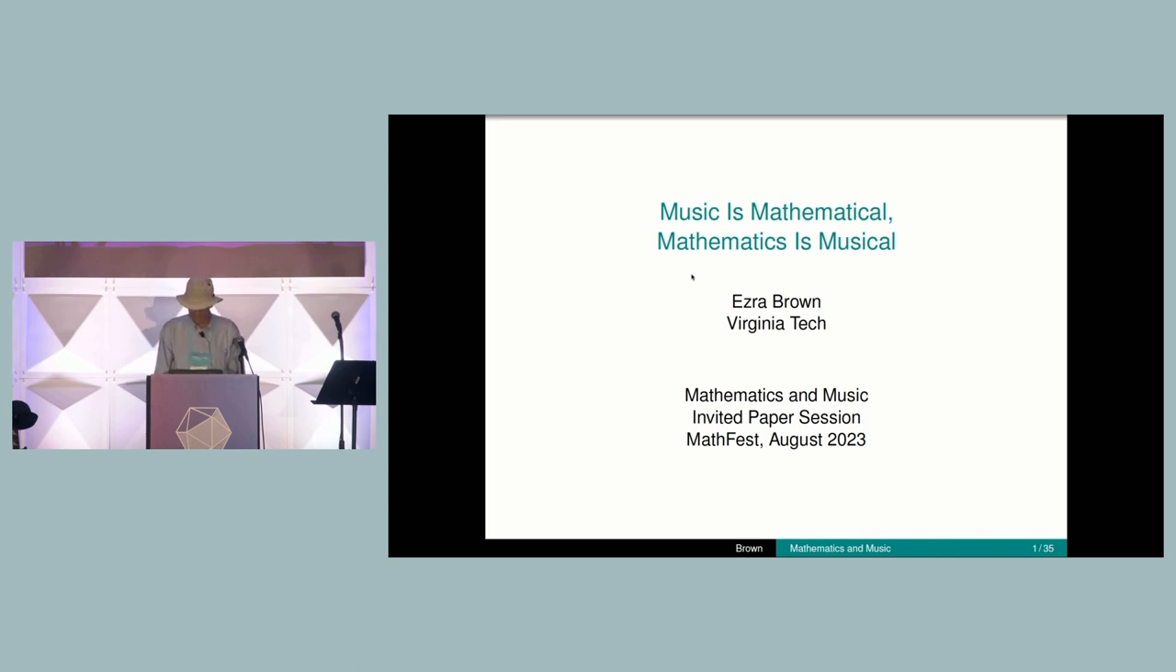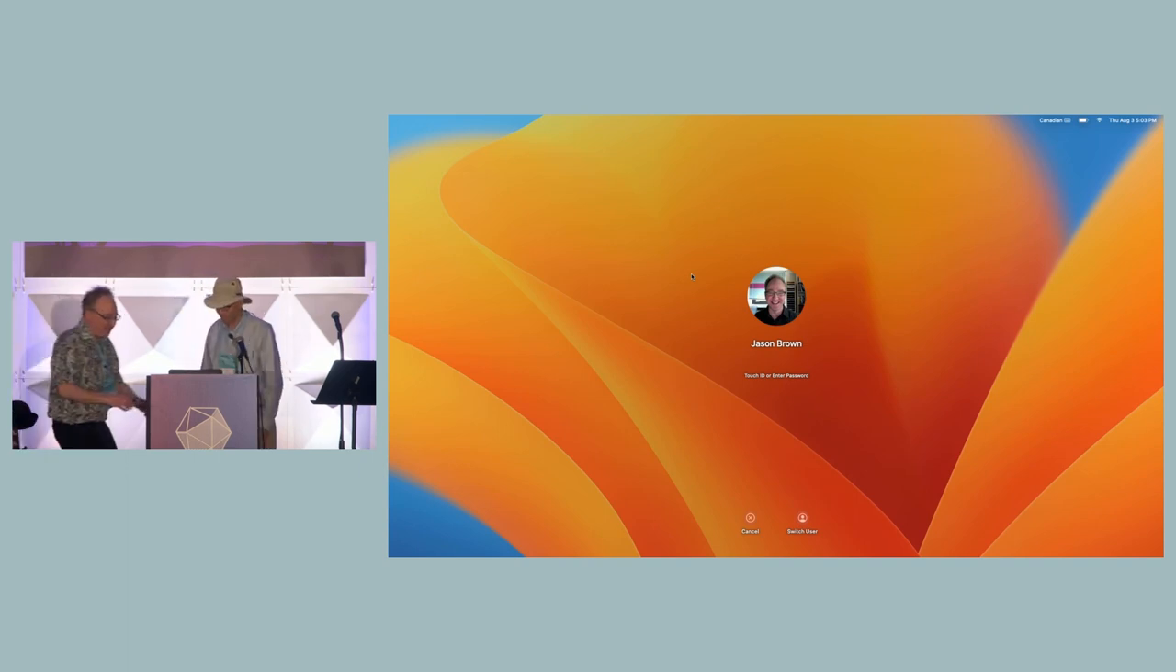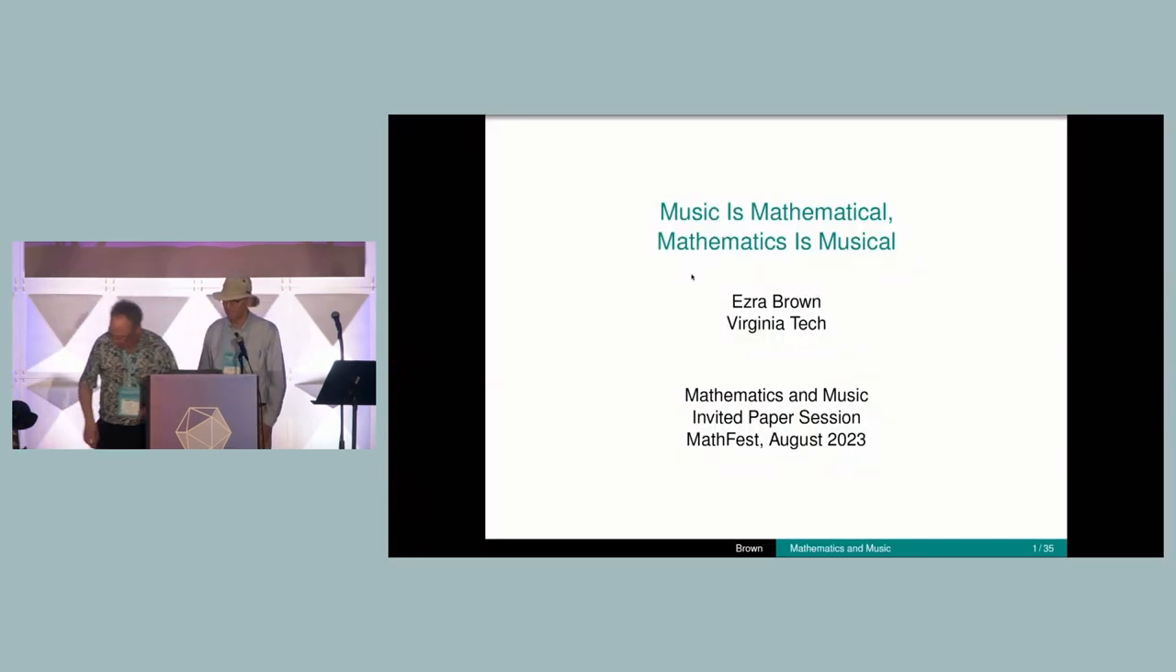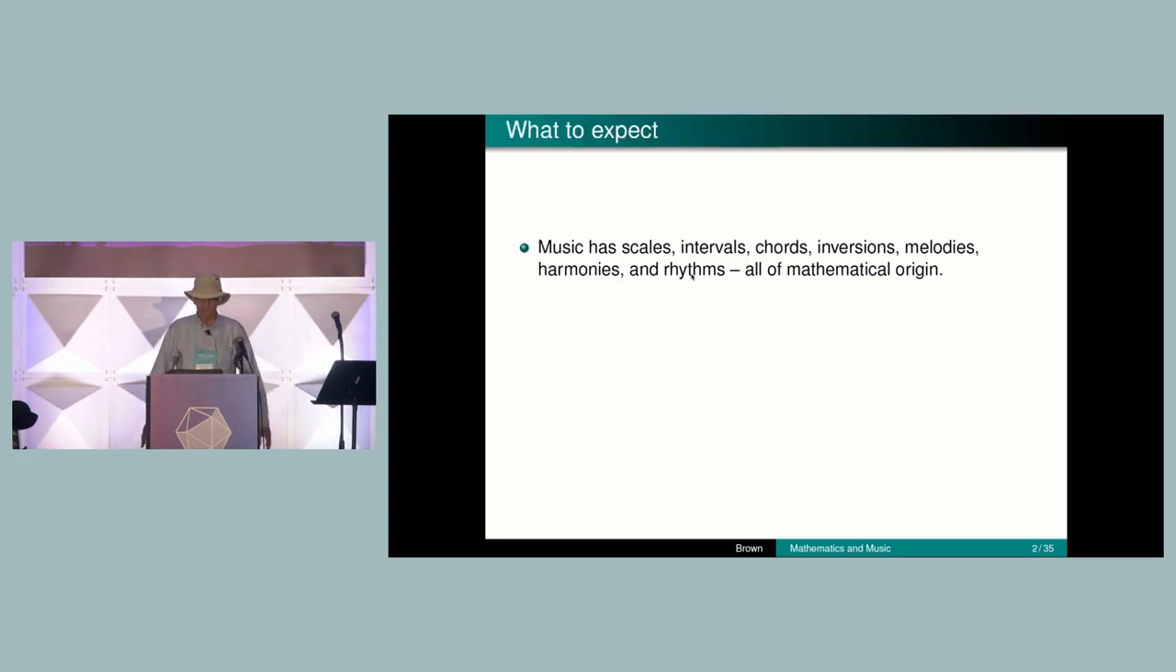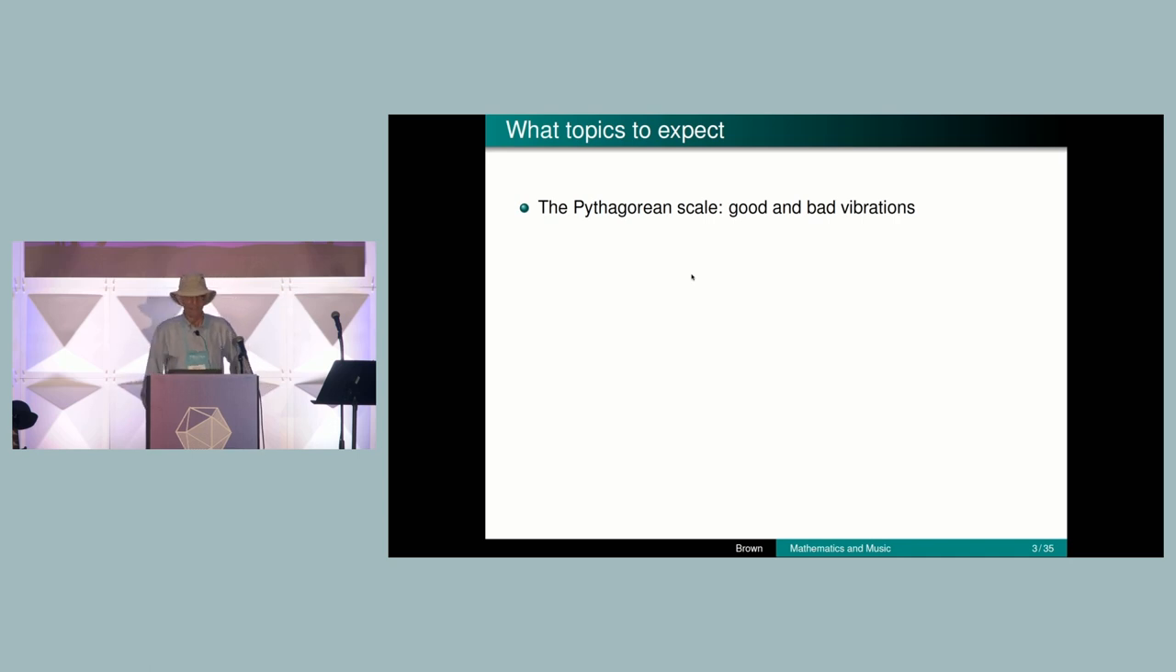So let's see. Music is math. What are we going to expect here? Music has scales, intervals, chords, inversions, melodies, harmonies, and rhythms. That's all of mathematical origin. Math has patterns, themes, variations, converses, all of musical origin. And here are some topics we're going to look at. This is what to expect.